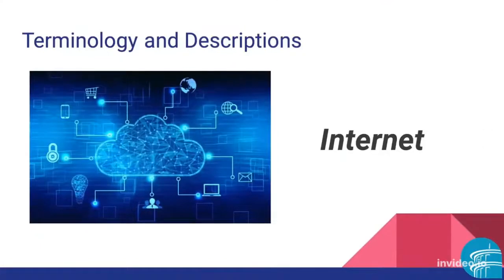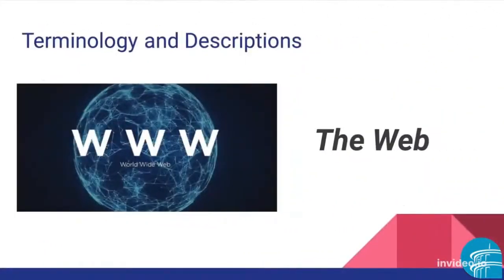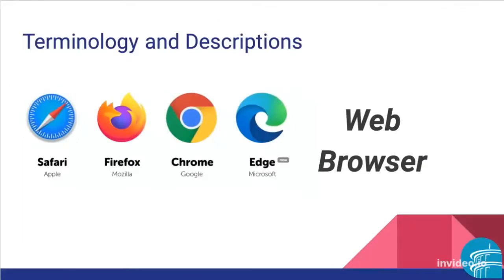The internet is a system of interconnected global computer networks that allow people to share digital information with one another. The web is a system of online documents that are linked together, very much like a spider web. A web browser is a program that allows users to view websites and navigate between them using hyperlinks. Web browsers are also used to access web-based applications like Yahoo or Gmail, and to store and access documents using web services like Google Docs. The four most popular web browsers are Safari, Firefox, Chrome, and Edge.